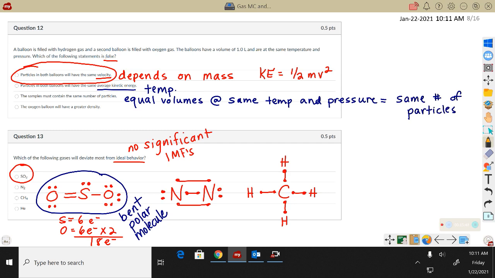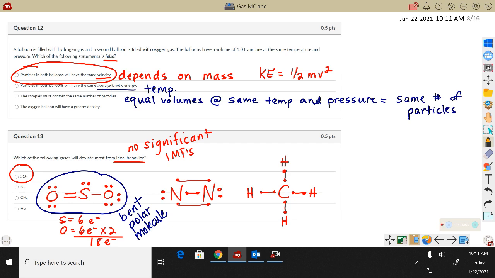And the last few here. Which of the following gases will deviate most from ideal behavior? Sometimes this just becomes a matter of what on earth the question is asking. Ideal behavior means no significant intermolecular forces.